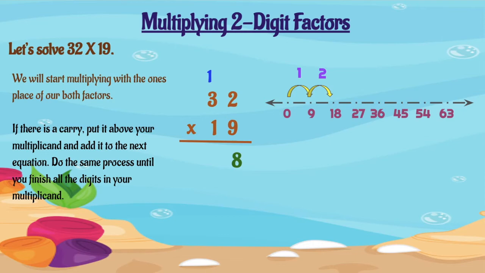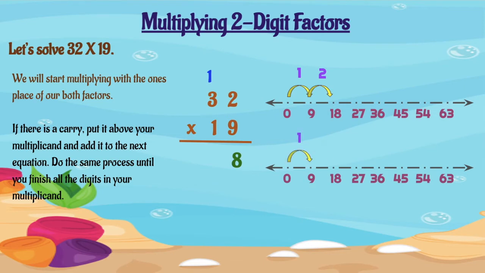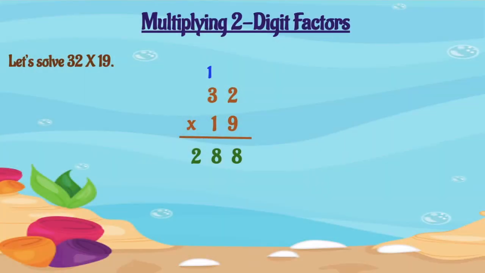Next, we will proceed in multiplying 3 times 9. So again, let's keep count by 9s. 9, 18, 27. And then, let's not forget to add our carry 1. 27 plus 1 is equal to 28. Now that we are done multiplying 9 with all the digits in our multiplicand, we will just repeat the same process for the second digit of our multiplier.